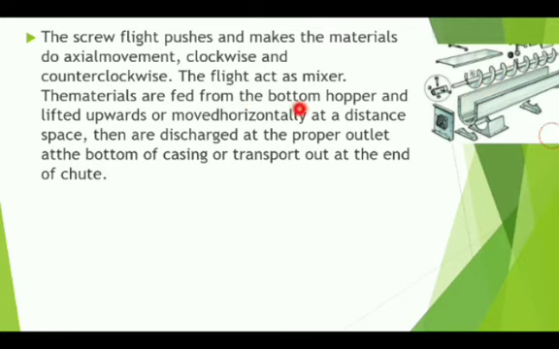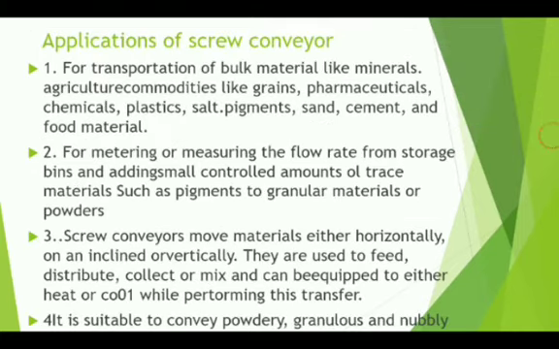The materials are fed from the bottom hopper and lifted upwards or moved horizontally to a distant space and then discharged at a proper outlet at the bottom of the casing or transported out at the end of the chute. So suppose here is the hopper, then material is transferred and it then gets out from this place.